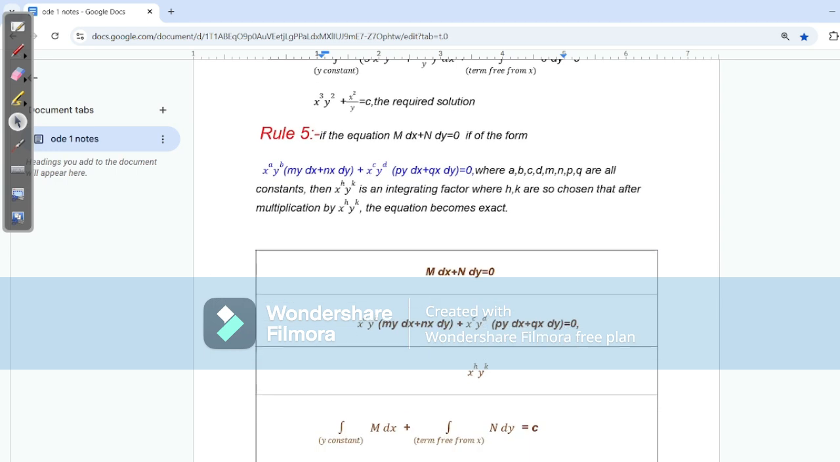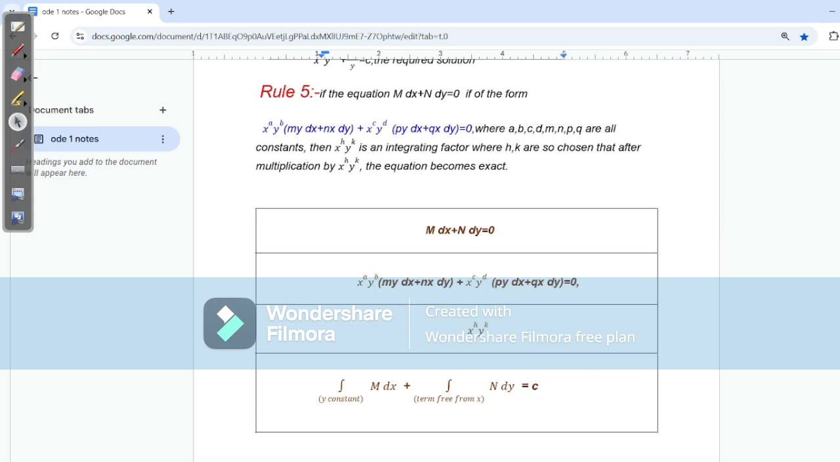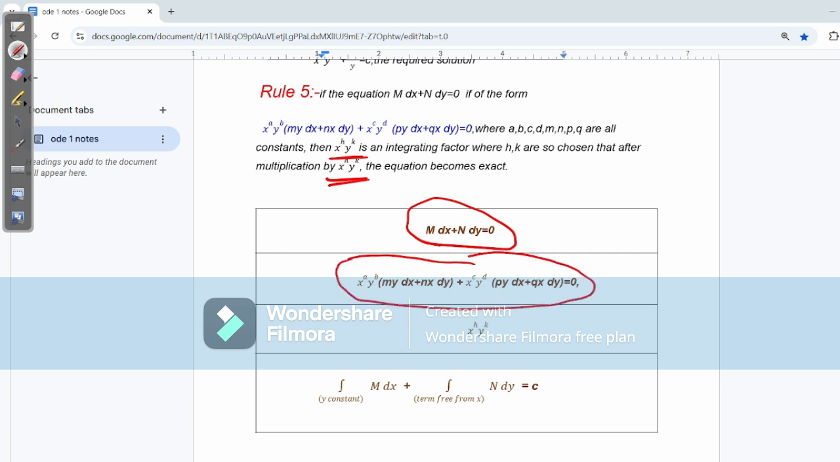If the equation M dx plus N dy equals 0 is of this form, where a, b, c, d are all constants, then x power h times y power k is the integrating factor, where h and k are so chosen that after multiplying, this becomes exact here. Now M dx plus N dy is the equation, and this equation will be in the form of this. When you multiply this factor, this integrating factor, it becomes exact. Then we have to find the solution here.